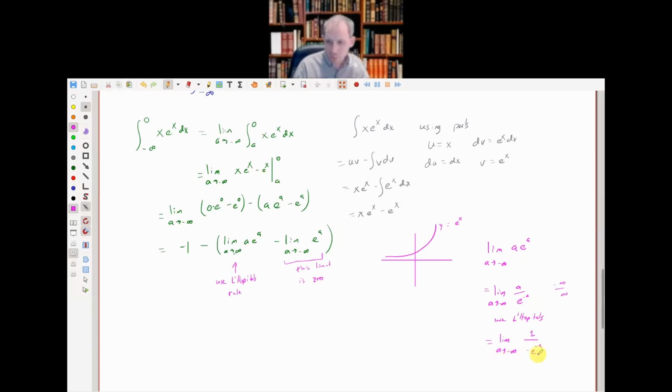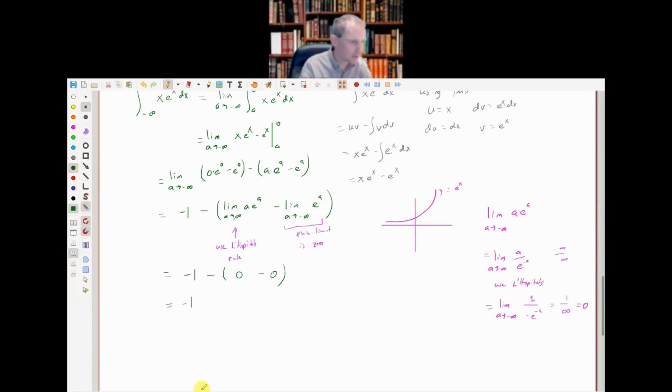And now when I try to plug in, negative infinity with a negative on it is positive infinity. E to the positive infinity goes to infinity. So I have a 1 over infinity, which gives me a 0. Okay, so coming back here, we have negative 1 minus 0 minus 0, which gives me negative 1.